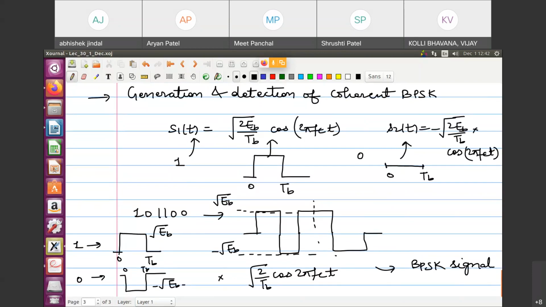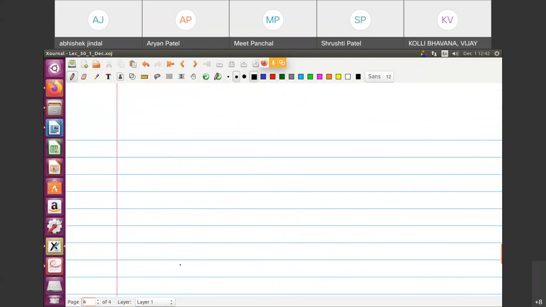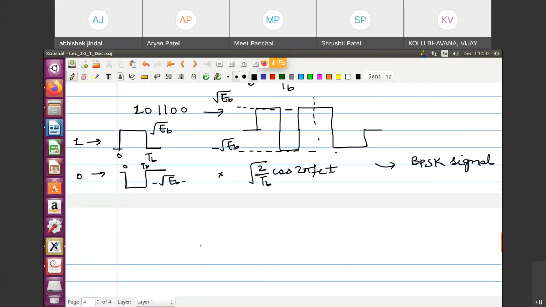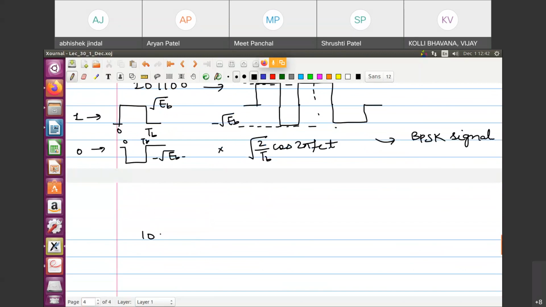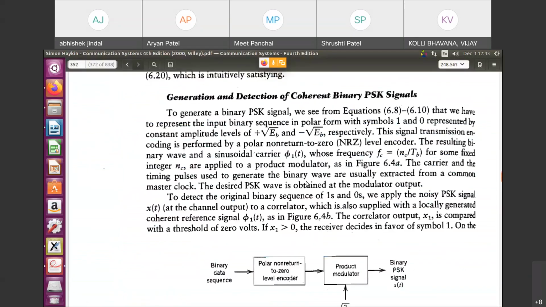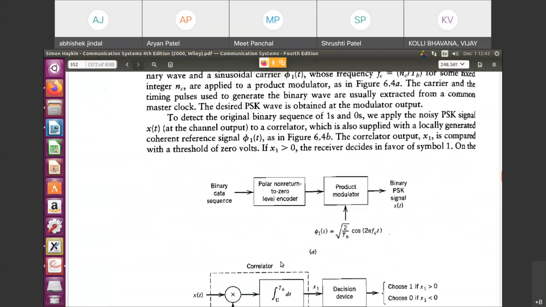So for this, what you require is a bit sequence, 1011 0011, and you have to encode it with the help of a polar NRZ waveform. You send it to a polar non-return to 0. I think we have done all of this. What is a polar NRZ? What is a polar RZ? We have done all of this. So you can see this polar non-return to 0 level encoder will encode 1 with root of Eb and will encode 0 with minus of root of Eb. Now simply take a product modulator and you will have the BPSK signal.